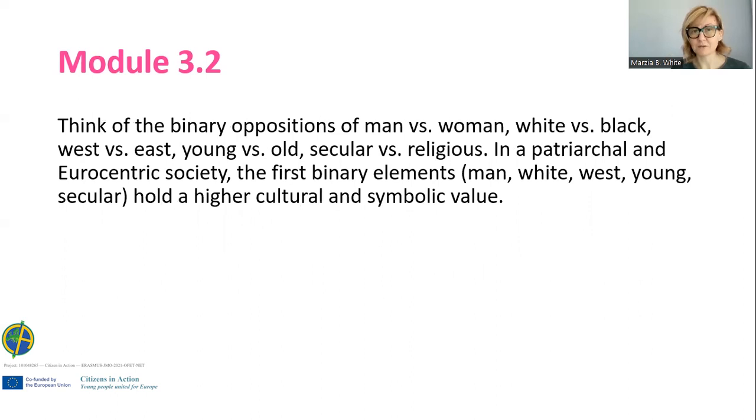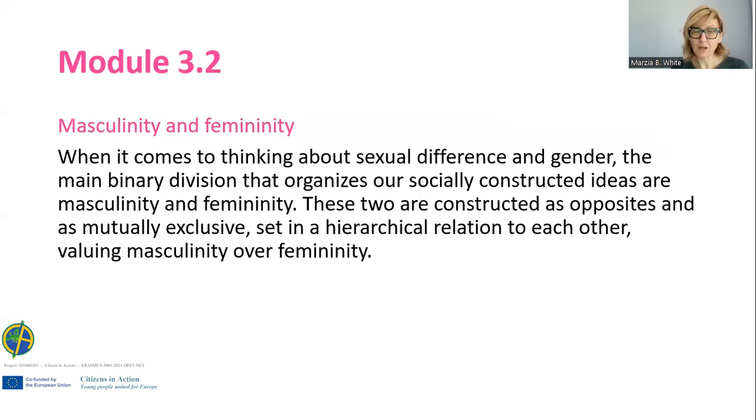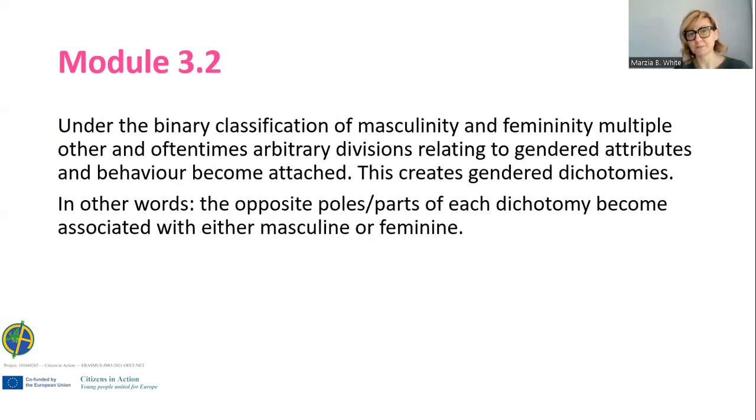Think of the binary oppositions of man versus woman, white versus black, west versus east, young versus old, secular versus religious. In a patriarchal and Eurocentric society, the first binary elements, man, white, west, young, secular, hold a higher cultural and symbolic value. When it comes to thinking about sexual difference and gender, the main binary division that organizes our socially constructed ideas are masculinity and femininity. These 2 are constructed as opposites and as mutually exclusive, set in a hierarchical relation to each other, valuing masculinity over femininity.